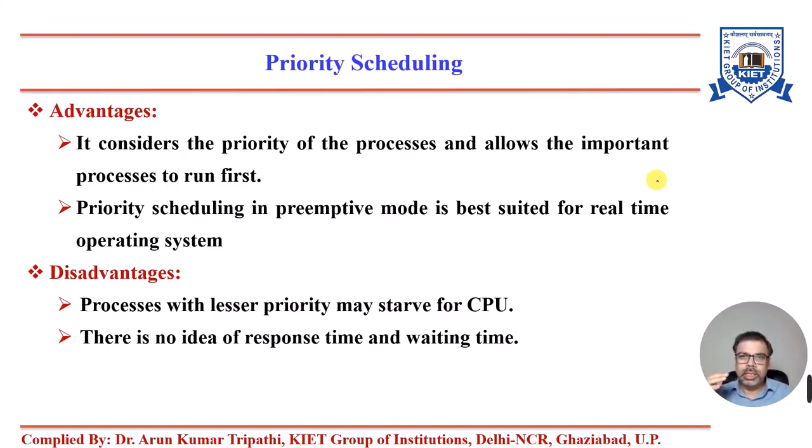Always the process in the higher order priority queue appears continuously, so the lower order process may wait for a longer amount of time and may come into the starvation condition. There is no idea of response time or waiting time, because as the processes are appearing in the higher order, the average waiting time will increase, the turnaround time also, and the response time will also increase. So there is no idea in the beginning of the scheduling.